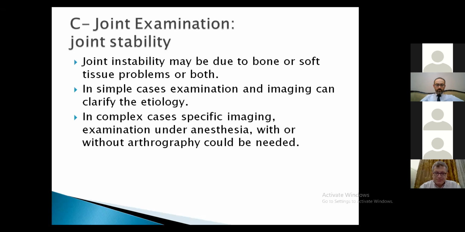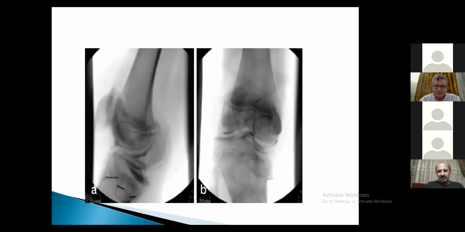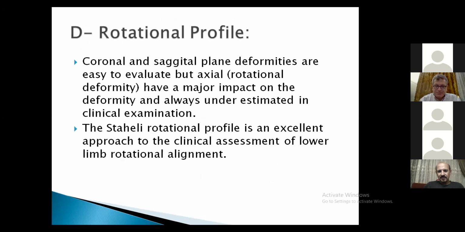For example, if you have an unstable hip joint and you try to do femoral lengthening, it is very, very dangerous for the patient. This picture shows arthrography of the knee, which shows the anteroposterior sloping and medial sloping of the medial tibial plateau. Number D, rotational profile.